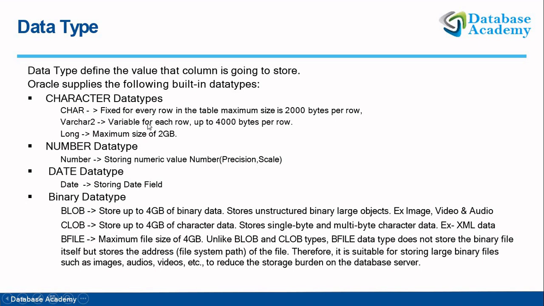VARCHAR2 we can use where we have to store characters up to 4000 bytes per row. If we have more than 4000 bytes per row, then we can go for the LONG data type, which can store up to 2 GB. This is where we need to store a paragraph or something like that, which can go beyond 4000 bytes. Of course, based on our requirement, we can use any one of the three character data types.